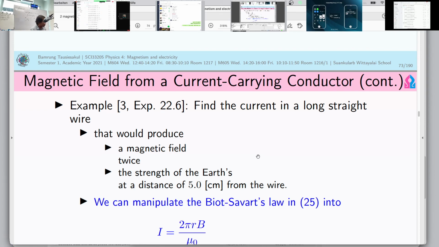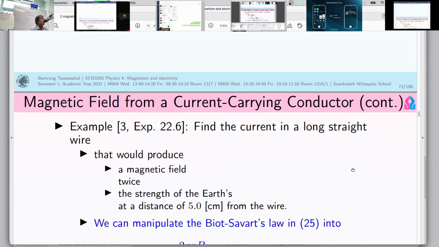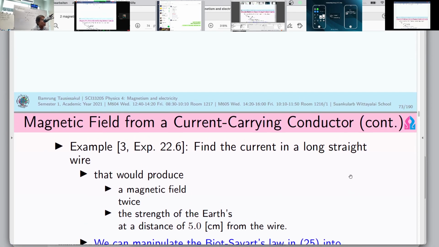Let's get back to our story, which is something about the good note, which is something about the Biot-Savart formula. Okay, and the question in this one is the following. Before that, they just asked us about the distance, right?